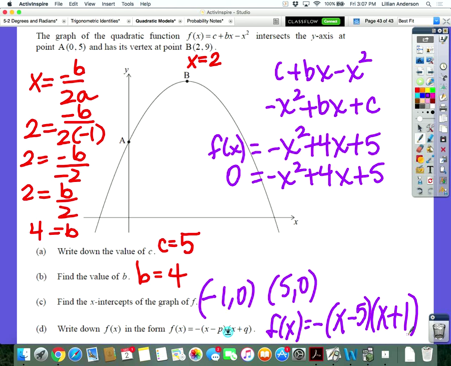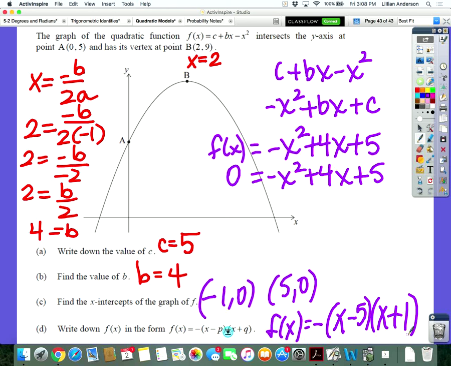And again, the reason why it's like this versus a positive 5 and a negative 1 is because, think about it, if you had to set this equal to 0 to find the x-intercepts, you would have had to do the opposite of what's on the inside of the factor. So you would have had to add 5 to get a positive and subtract 1. So it needs to be a positive and then a negative.